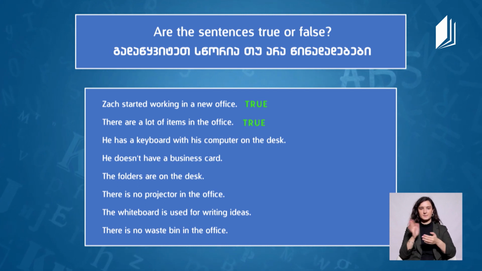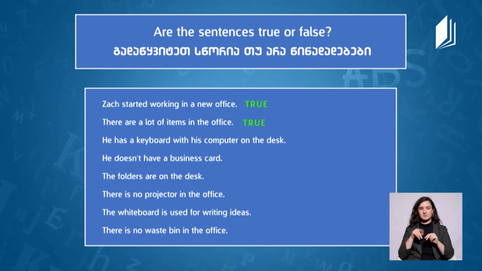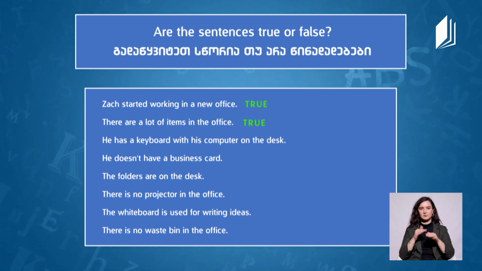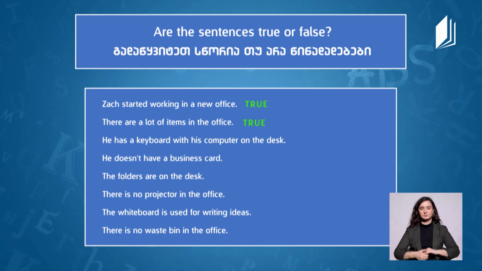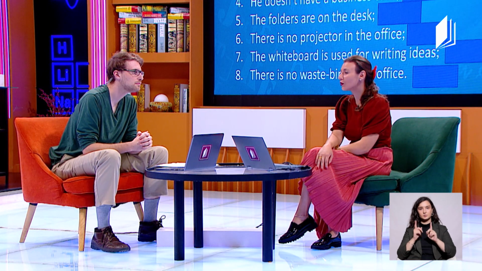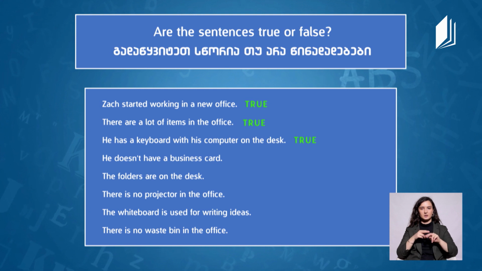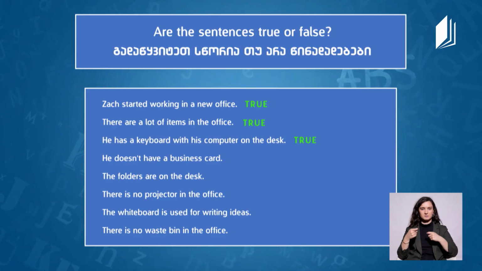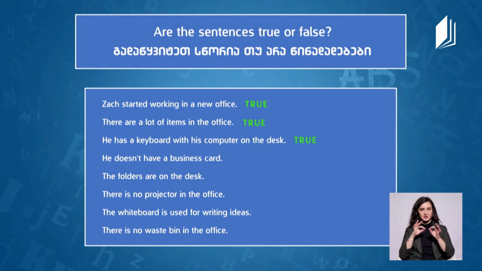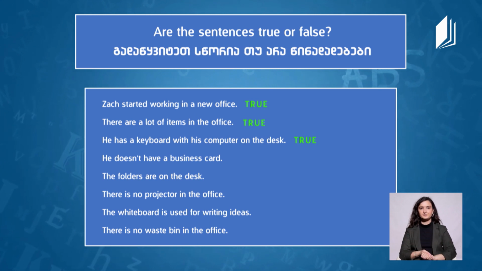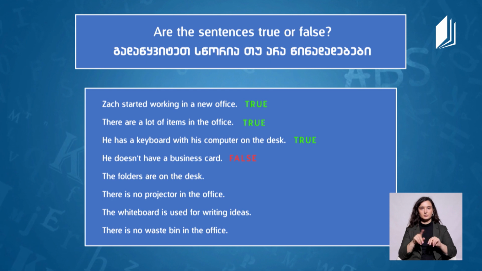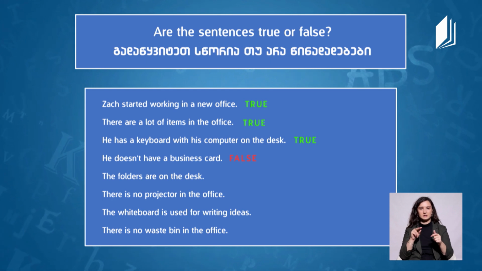And now let's do the third sentence. He has a keyboard with his computer on the desk. Is this sentence true or false? Oh, I know that's definitely true. I remember having a computer and a keyboard on my desk. Wonderful, Zach. Now let's do the fourth sentence. He does not have a business card. Is this sentence true or false? I know that's false because there is a business card on the desk.